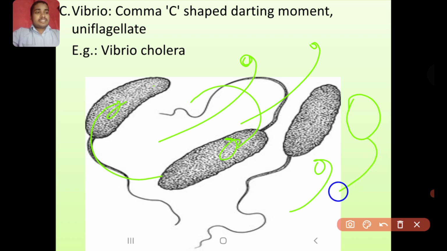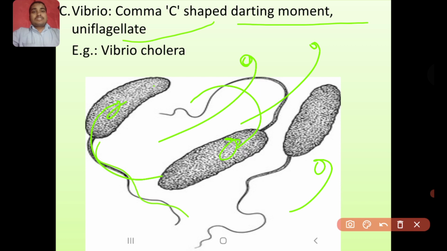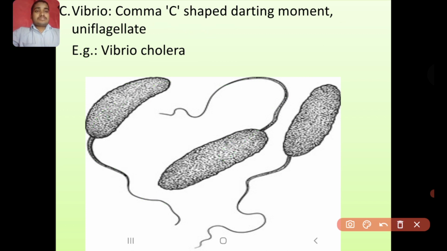Body and tail. Similarly, this is body, this is tail. So this is comma shaped. Okay. It shows darting movement and it is uniflagellate. This tail is the flagellum, which helps in movement. And its best example is Vibrio cholerae. Remember these examples. These examples must be remembered because these are frequently asked questions.